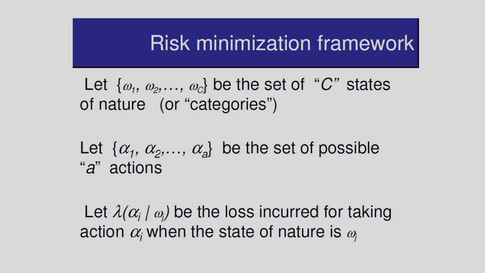So what is the summary of today's class? The summary of today's class is, first we consider the risk minimization framework. So we are considering C number of classes. Briefly I am explaining here, because already I have explained, and for these classes I am considering some possible actions, alpha 1, alpha 2, up to alpha a, and based on this we have defined the loss. The loss is lambda(alpha i | omega j). So that loss we have considered.